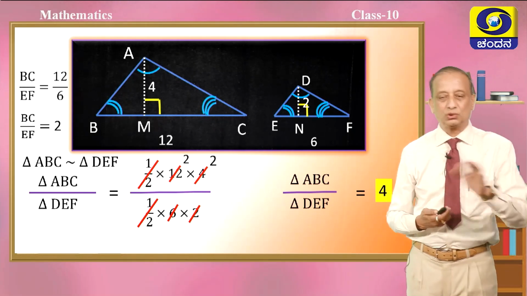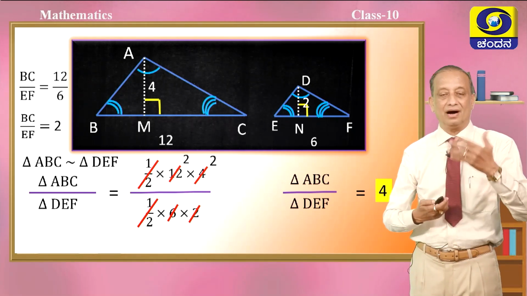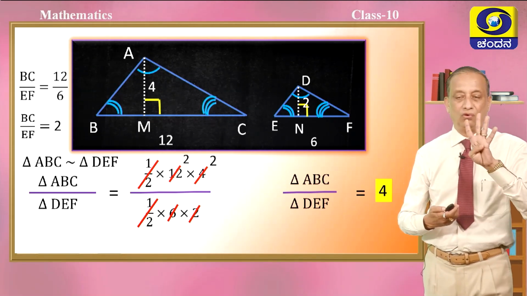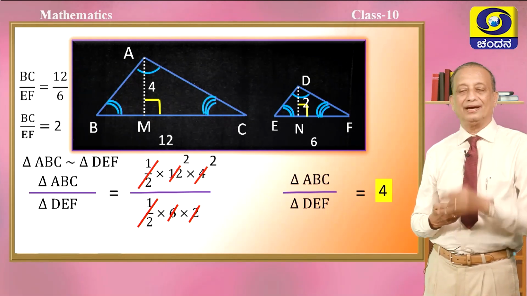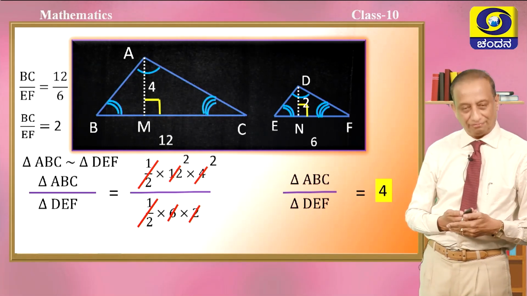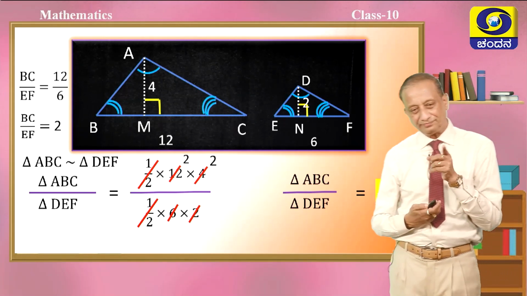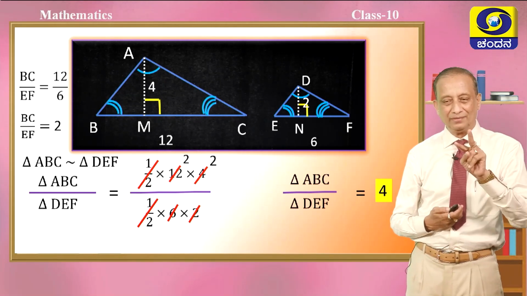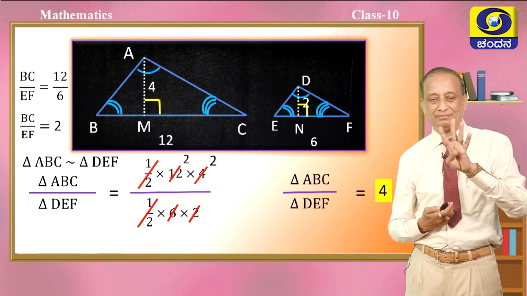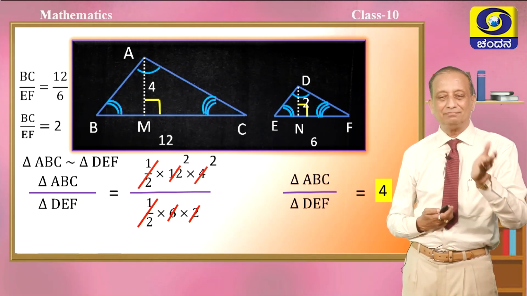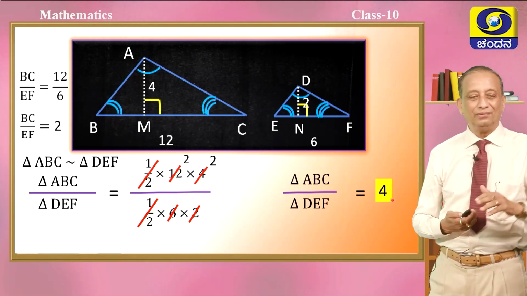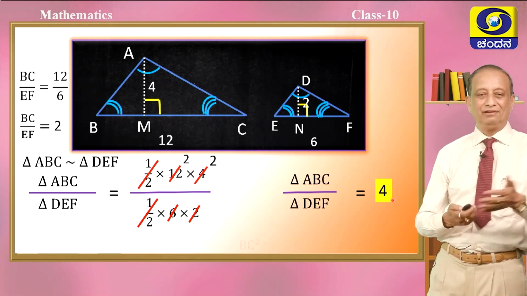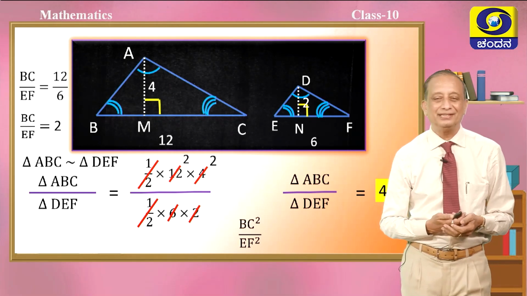When BC is twice EF, then according to this, the area of triangle ABC will be 4 times bigger than triangle DEF. So, observe the ratio between the corresponding sides, it is 2. The area is 4 times. Can you make any relationship between 2 and 4, children? When you square 2, you get 4. Therefore, shall we find out what is BC square by EF square?